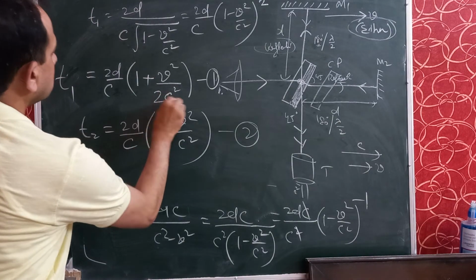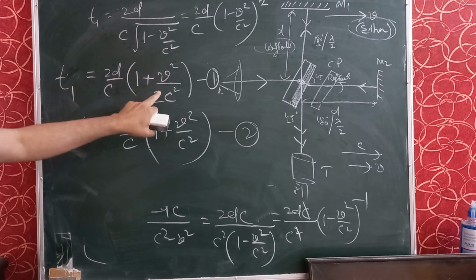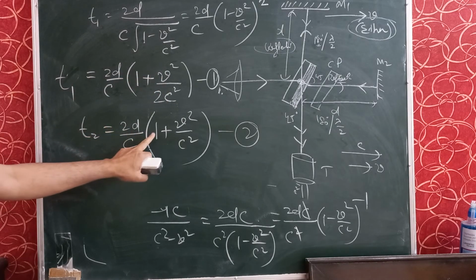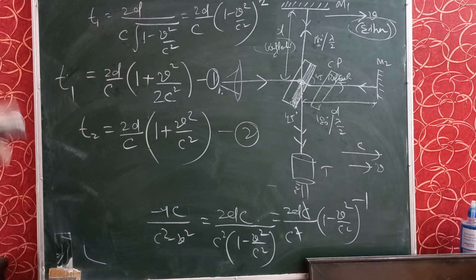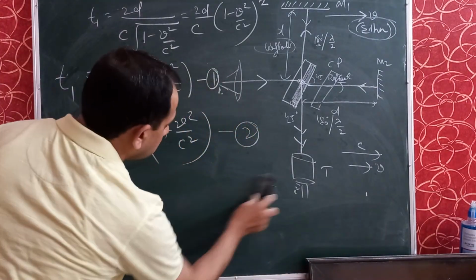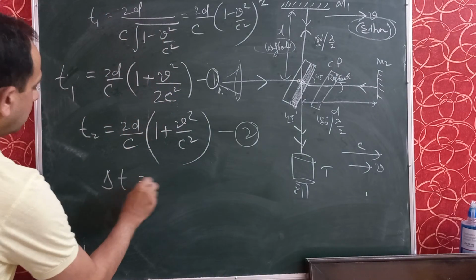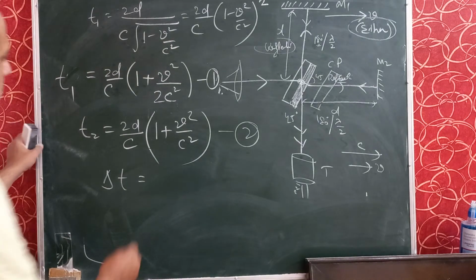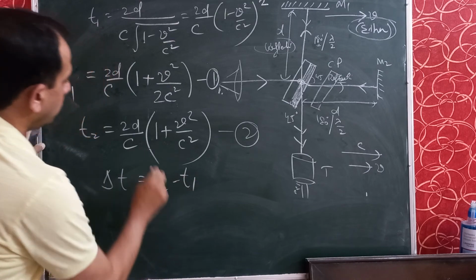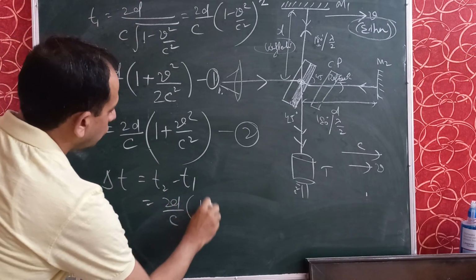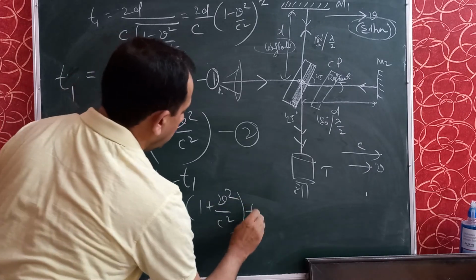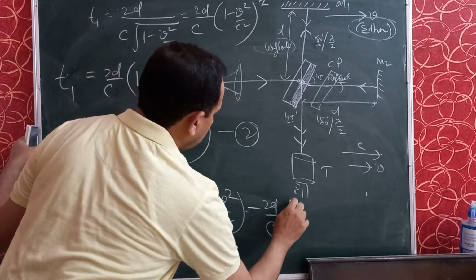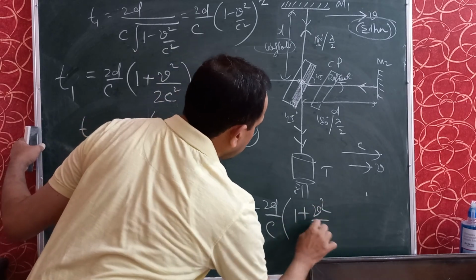So in the first case it is 2d by c into 1 plus v square upon 2c square. In the second case it is 2d by c into 1 plus v square by c square. So there is a difference in the time taken for reflection as well as refraction. If there is a difference, then we will find delta t. What is delta t? It is the difference between the two times, that is T2 minus T1. T2 means 2d by c into 1 plus v square by c square, minus 2d by c into 1 plus v square by 2c square.